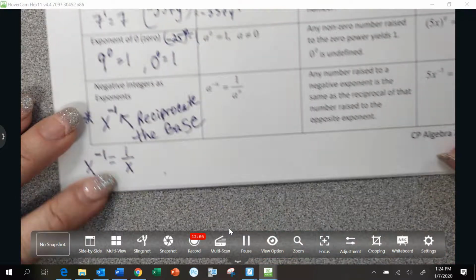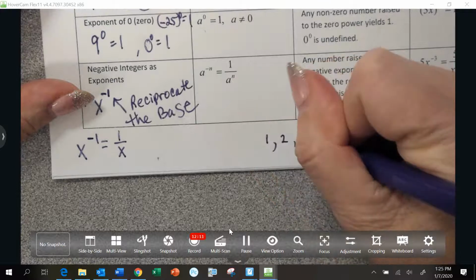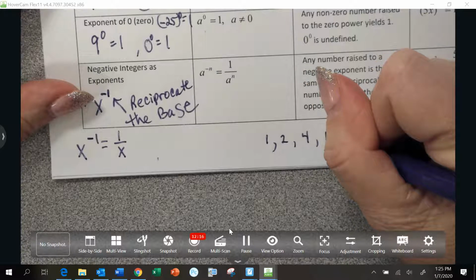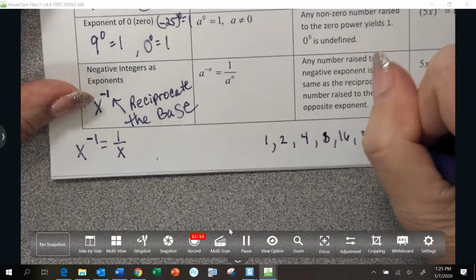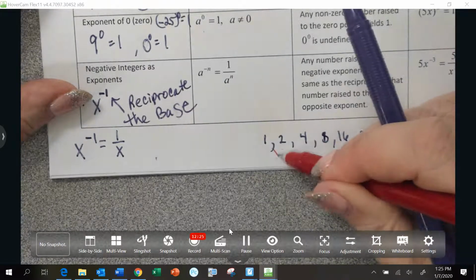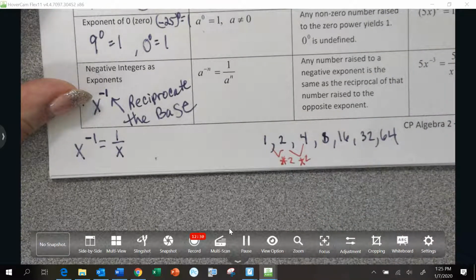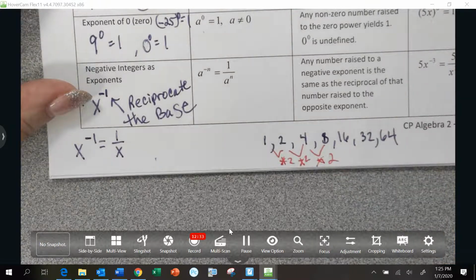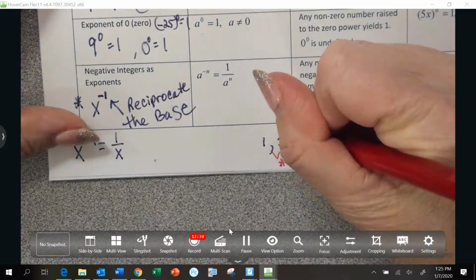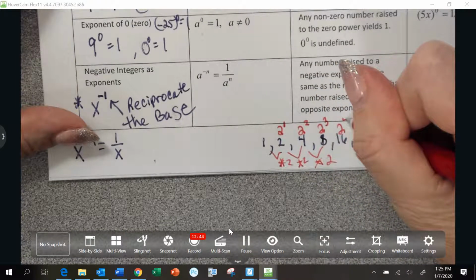Let me show you this pattern. 1, 2, 4, 8, 16, 32, 64. Does anybody know what I'm doing in this pattern? I am multiplying everything by 2. I could actually write these more simply. This is 2 to the third, 2 to the fourth, 2 to the fifth.